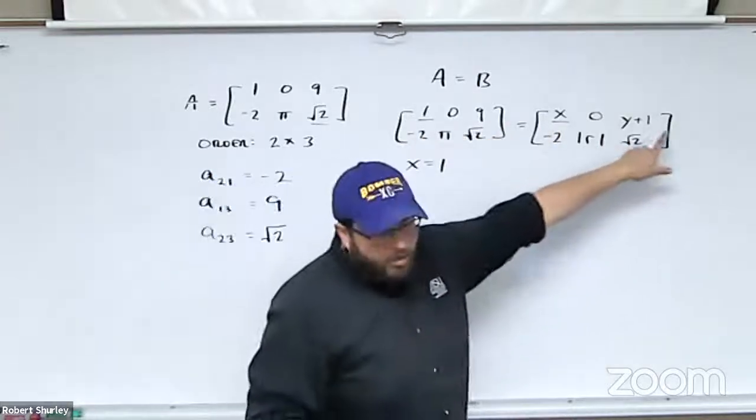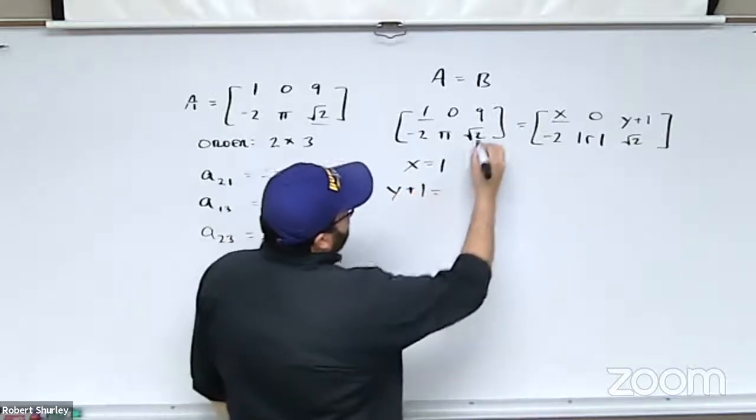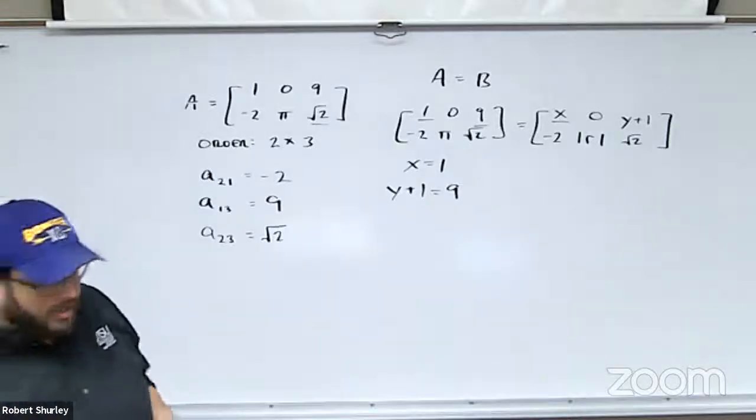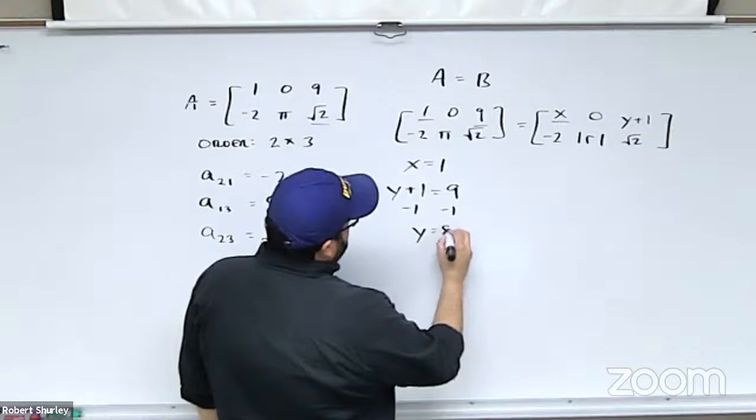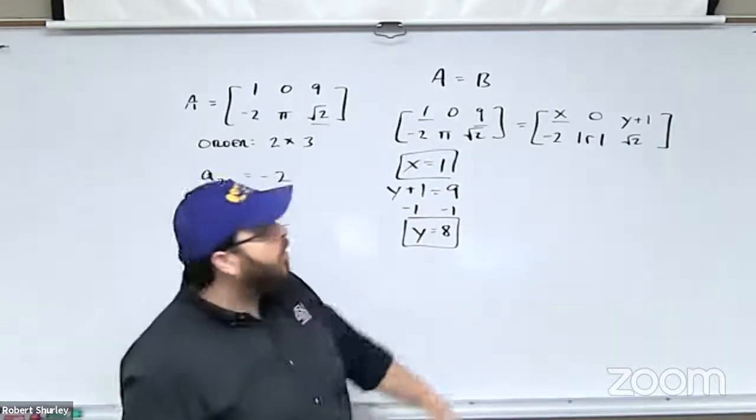And then for y plus 1 over here, which is a single cell, y plus 1 has to be equal to 9. Well, that's not a big deal. If y plus 1 equals 9, we just subtract the 1, and we find out that y equals 8. Okay? Now let's solve for the r here.